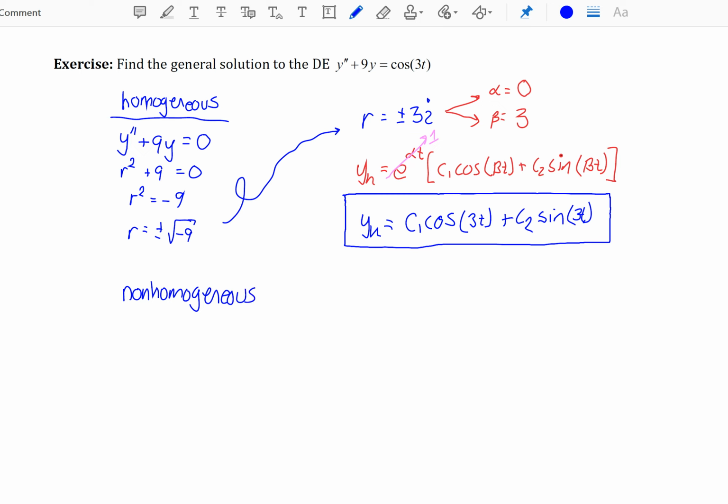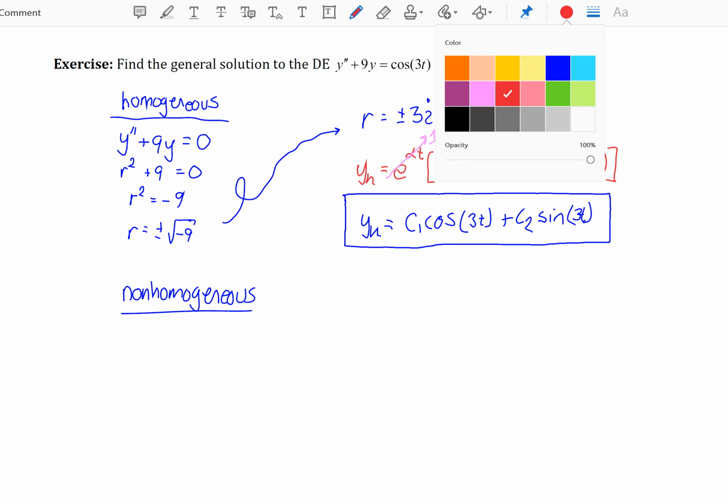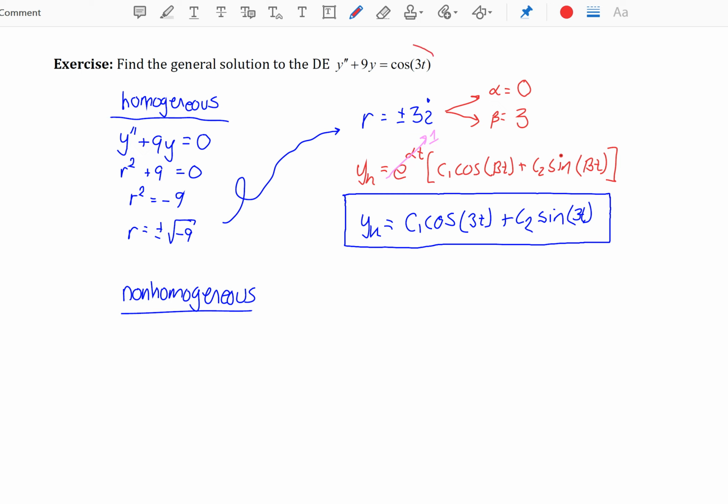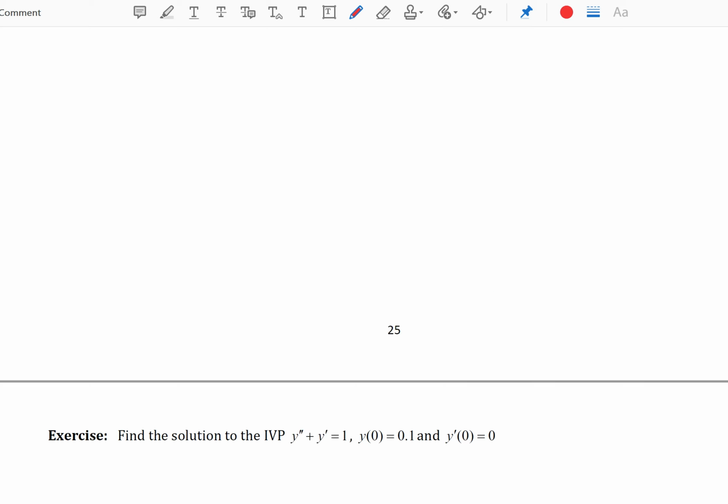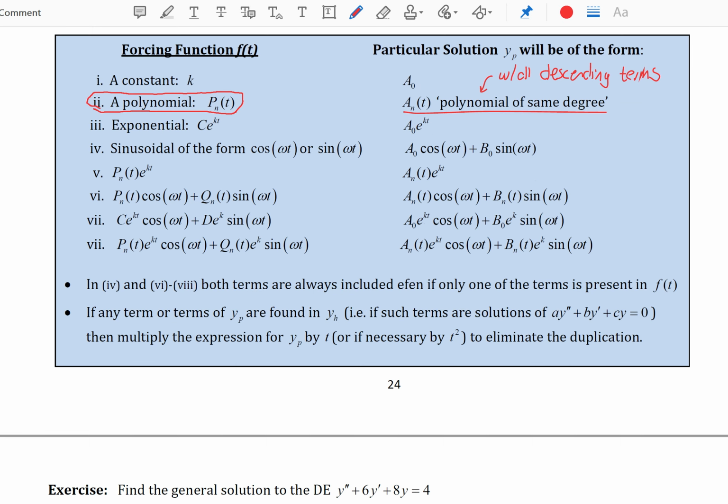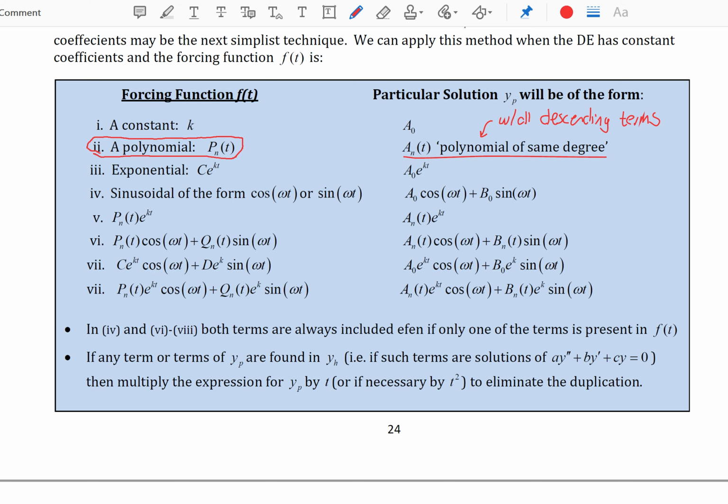Now that we have our homogeneous solution, let's go look for our non-homogeneous solution. And again, when we're looking for our non-homogeneous solution, our method is always to look at the form of the forcing function. Here our forcing function is a sinusoidal, a trigonometric function, cosine of 3t. To help us with this, I want to look back at our table. Remember that if your sinusoidal is either a cosine or a sine, it doesn't matter which, you always guess a linear combination of those forcing functions.